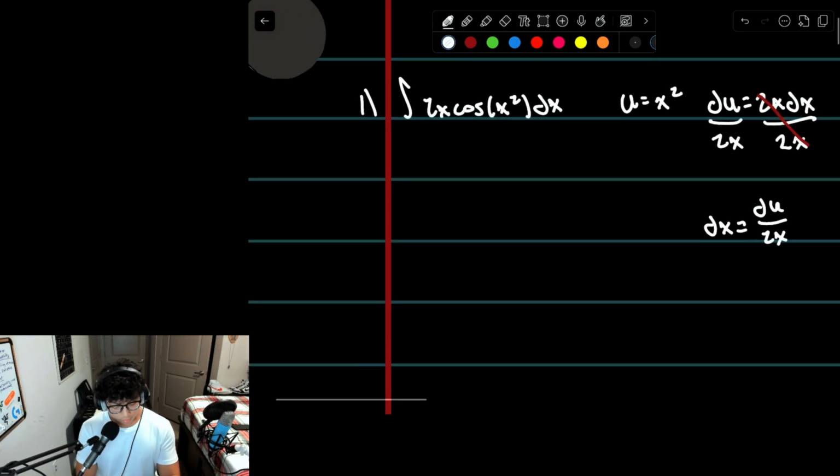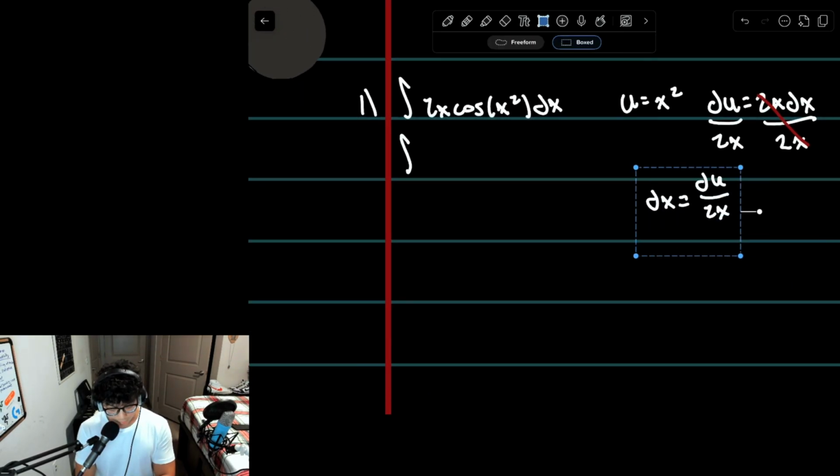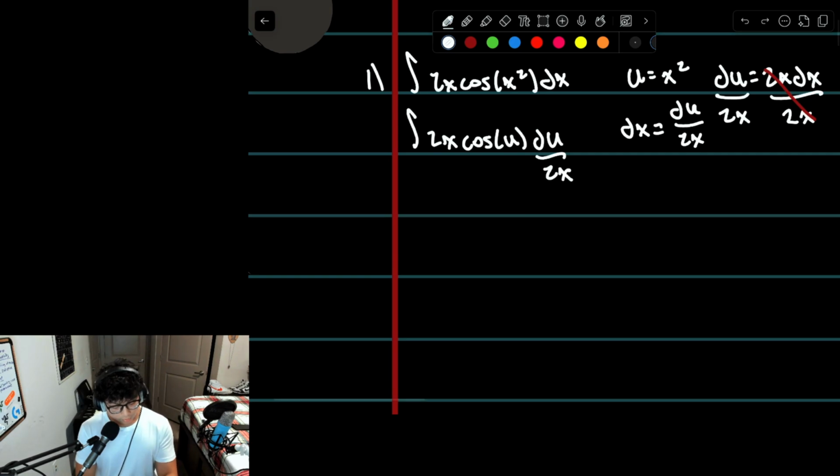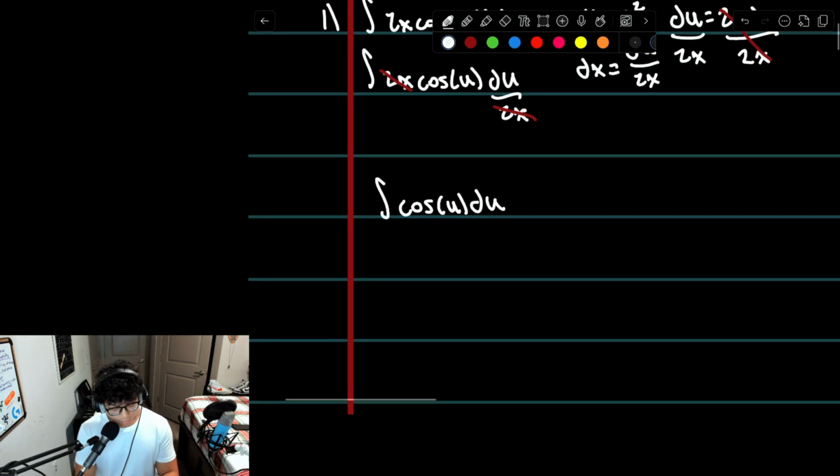Great. So now if I move that over here so you see what we substitute, the integral of 2x cosine u, and then du over 2x. We substituted this value and this value. You then notice that these two x's cancel out. So now we're left with the integral of cosine u du. We then know that the integral of cosine is sine of u plus c.